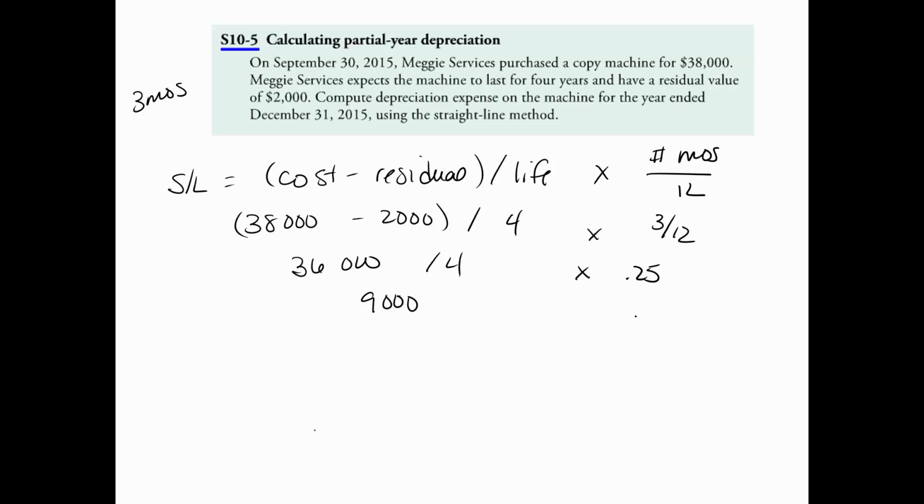So 9,000 times 25% would give me 2250. Would be 3 months worth. In year 2, so this will be year 1 since it's a partial year. In year 2, it'll be the whole 9,000. And year 3 and year 4 would be like that.